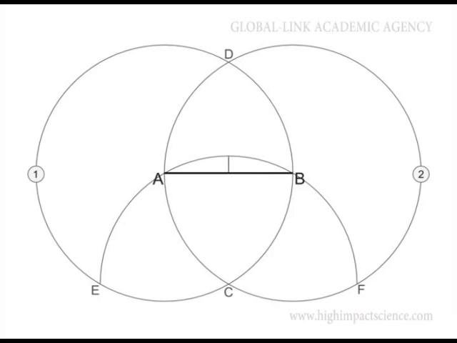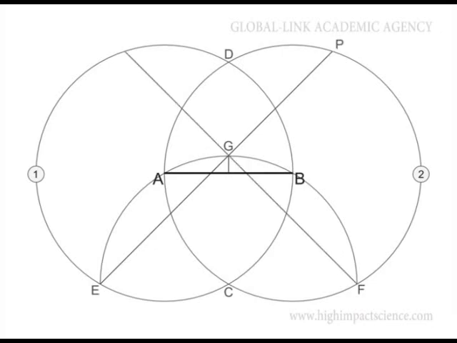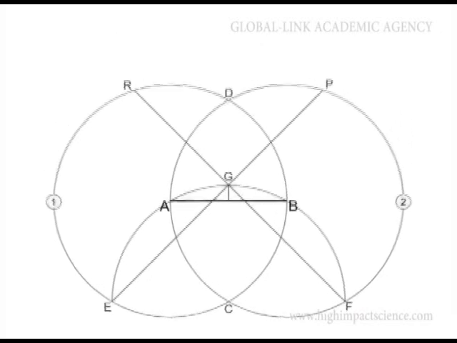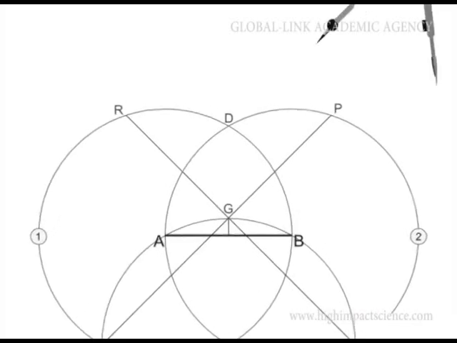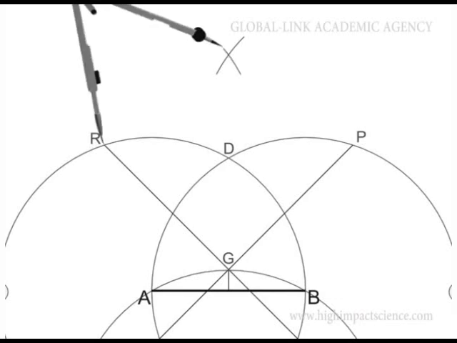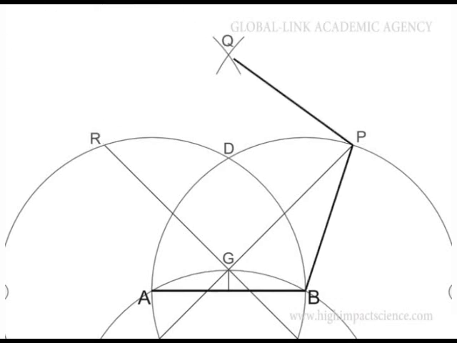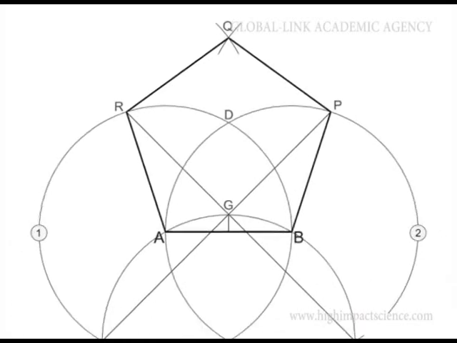Draw a perpendicular bisector of AB, which cuts arc EF at G. Now draw line EG long enough to cut circle 2 at P. Equally, line EG is extended to cut circle 1 at R. With B and R as centers and AB as radius, draw two arcs intersecting each other at Q. Finally, draw the lines connecting these points to complete the pentagon.